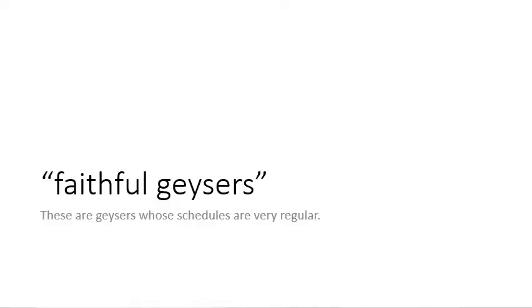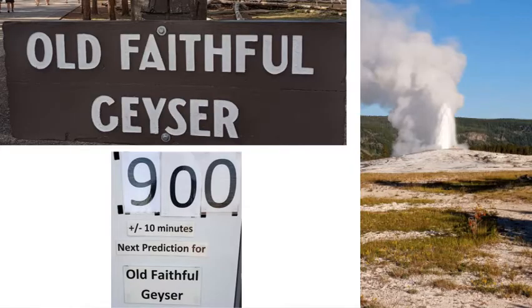So what does it mean when we say a faithful geyser? A faithful geyser is one where the schedule is very regular and very predictable. Old Faithful, like I just showed you, erupts about every 94 minutes or so, within about 10 minutes. Right there where you go and view Old Faithful, it's a very popular tourist attraction in Yellowstone National Park. They have a sign there.